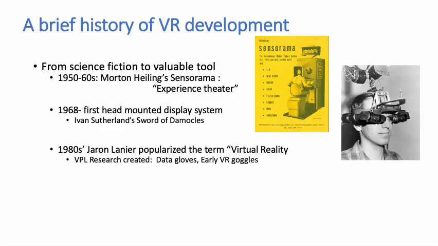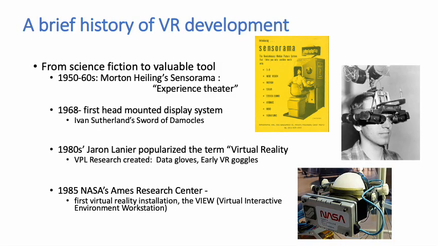In the 80s, Jaron Lanier really popularized the term virtual reality through the company VPL Research that created data gloves and very early VR goggles, which were still kind of crude in design. In 1985, NASA's Ames Research Center developed kind of the first virtual reality installation, the VIEW device, and they were developing this to be able to control and drive remote rovers.